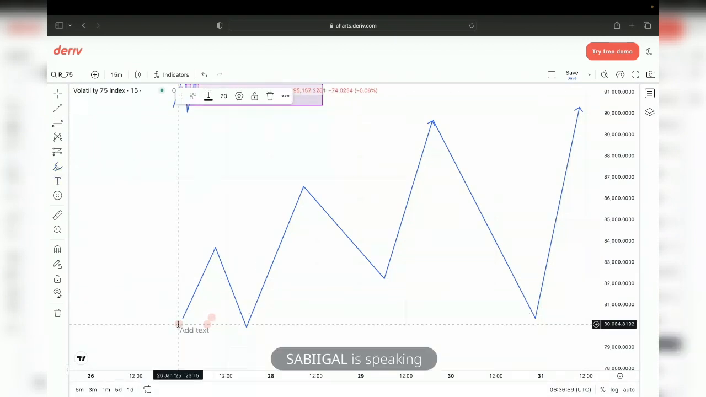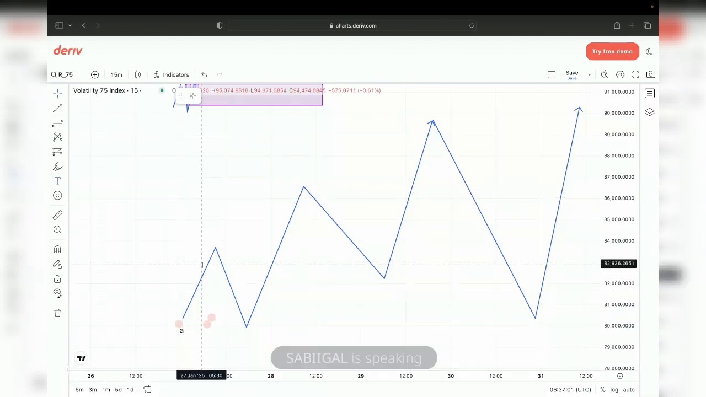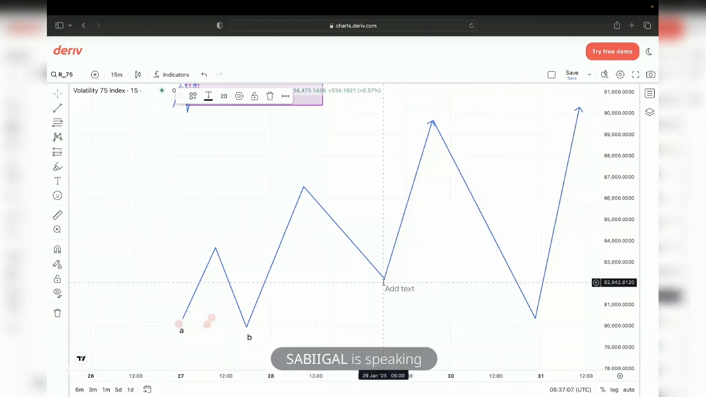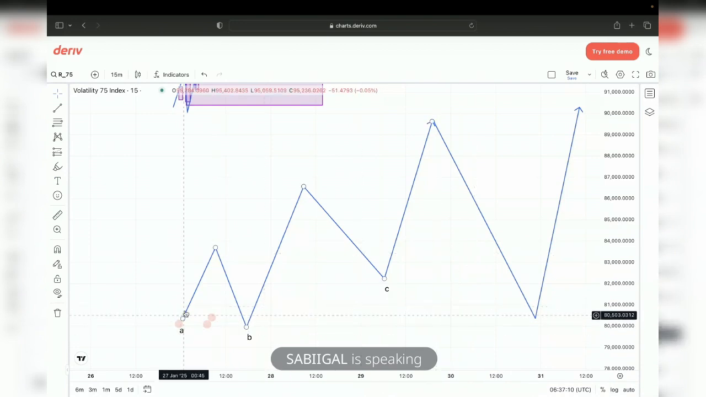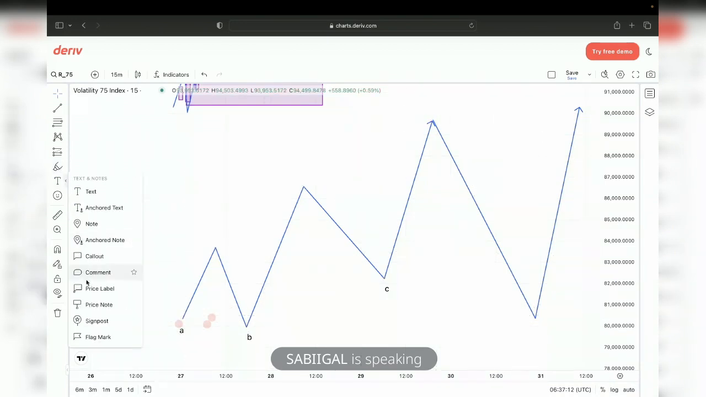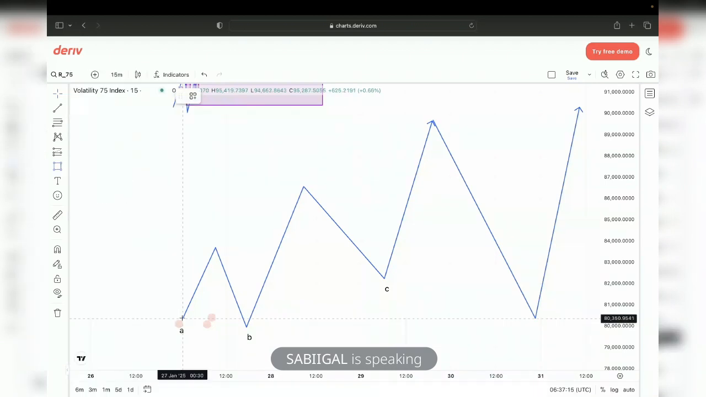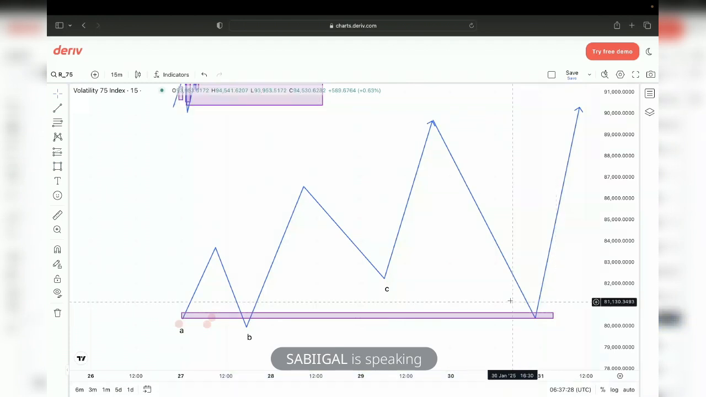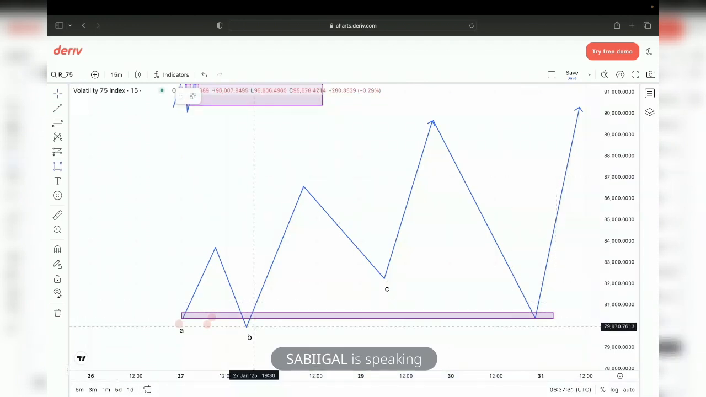Okay, let's call this A, B, and C. Now A entry, if you see that pullback candle I told you about here or not, if you don't see it, then since this is an uptrend, the last bearish candle before the series of bullish candles can go as A. For B, the pullback candle as well here. If you don't see the pullback candle, since this is an uptrend, the last bearish candle before the series of bullish candles can go too.